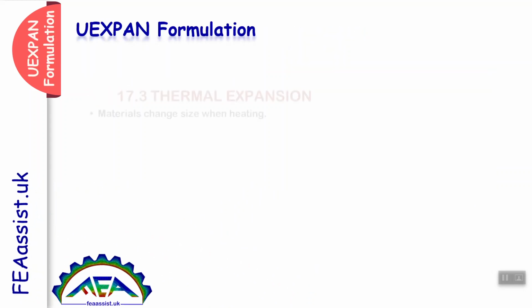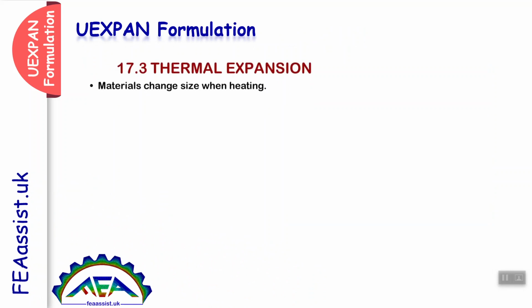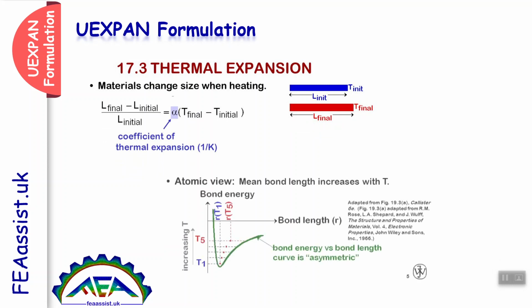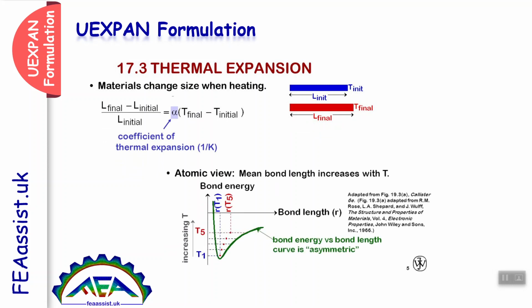UXpan formulation. Materials change size when heating. If you increase the temperature of a sample, the length of the sample will increase. How much? It depends on the coefficient of thermal expansion. Why? If you look at the atomic view, you will find that the distance between atoms increases by heating. This is the reason for thermal expansion.